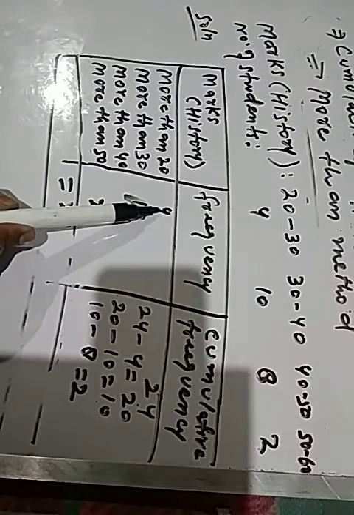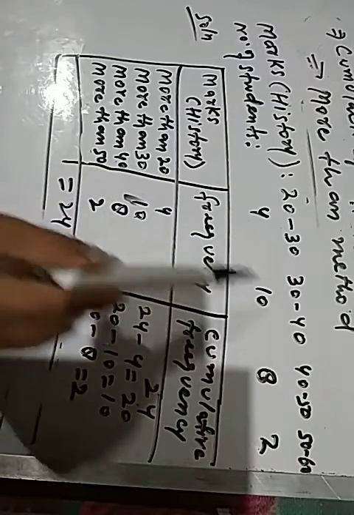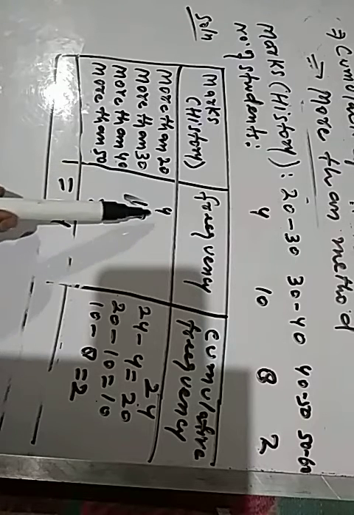These 10 plus 4 students, their marks are less than 30, and for these 10 students their marks are less than 40, more than 30, and here they do not fall in this more than 40 because their marks are less than 40. Therefore these will be excluded from this and there remains 10.